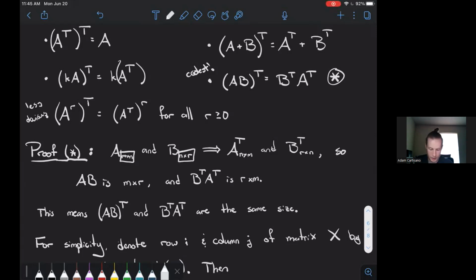Notice that the columns of A and the rows of B have to be the same number. The number of columns and number of rows has to be the same in order for the product to even make sense. And when that product makes sense, the product matrix AB will have the number of rows that A has and the number of columns that B has. So it will be m by r.